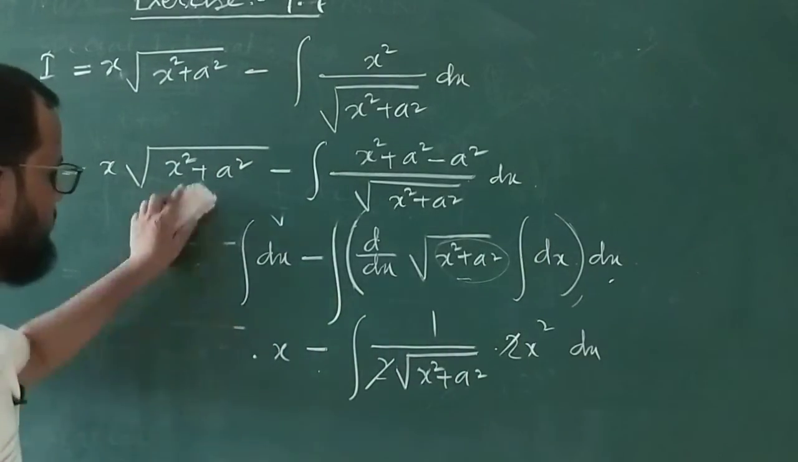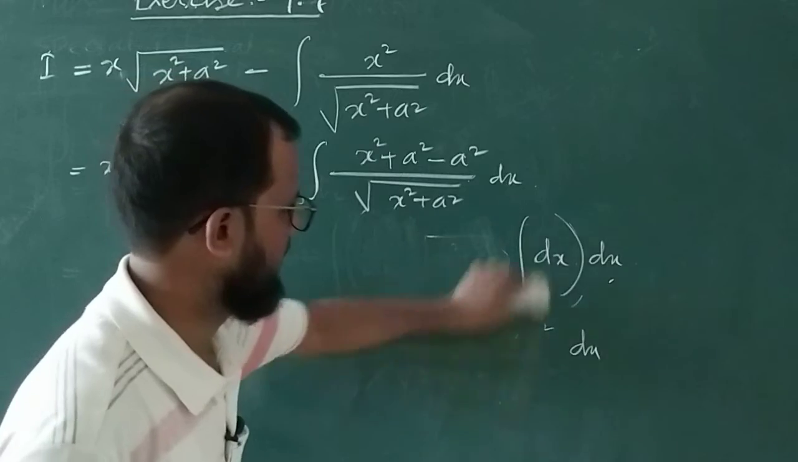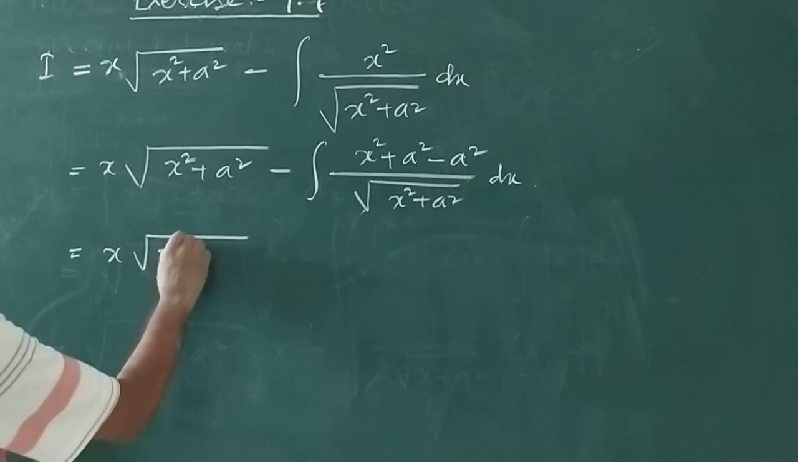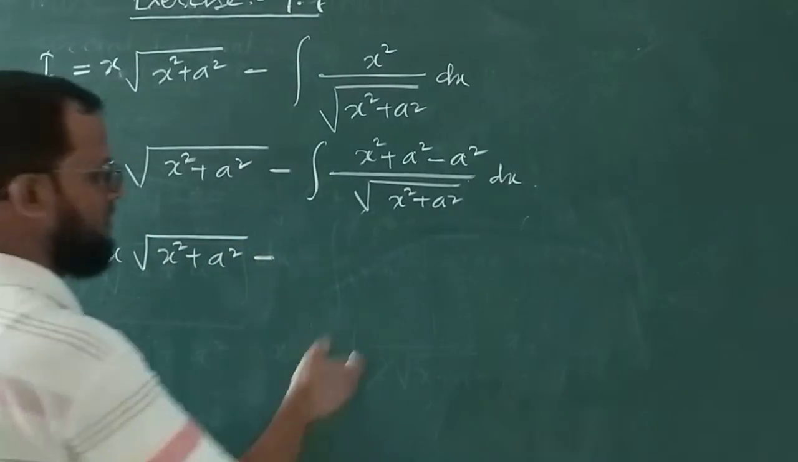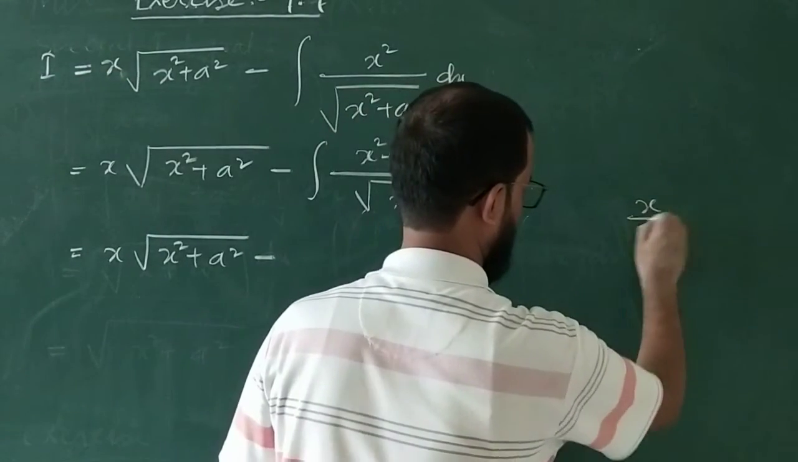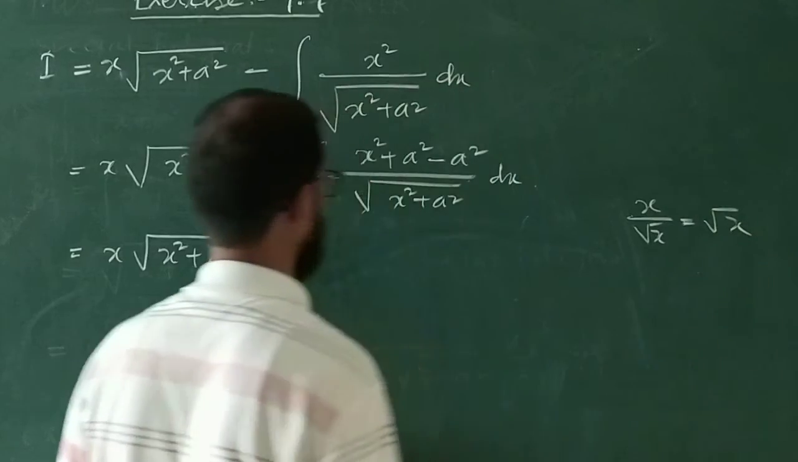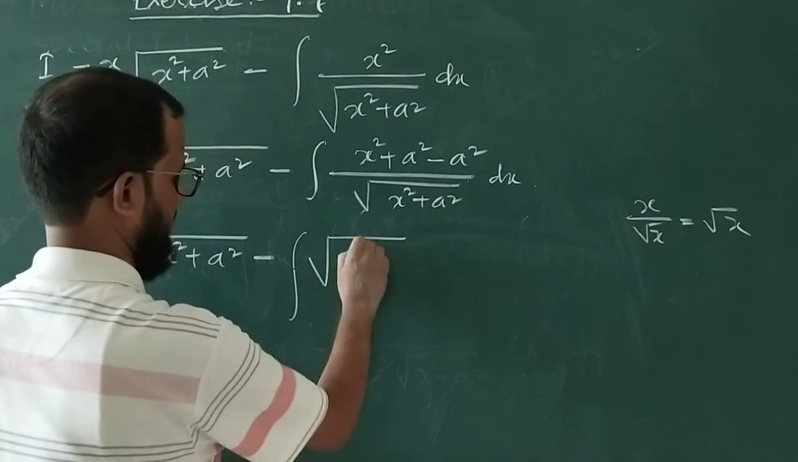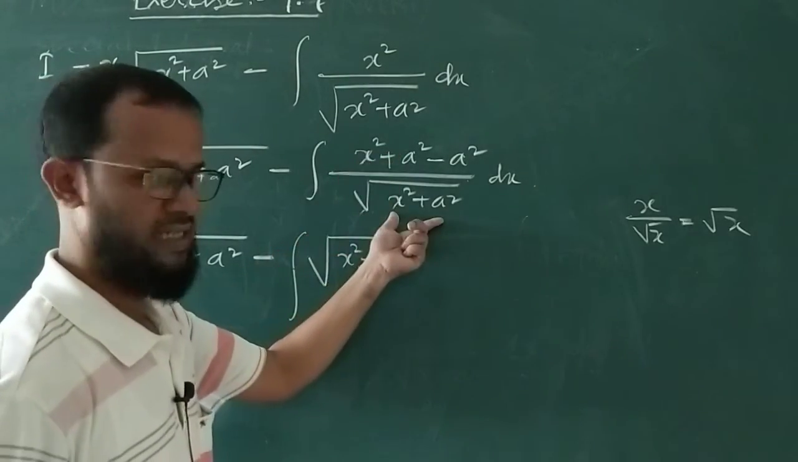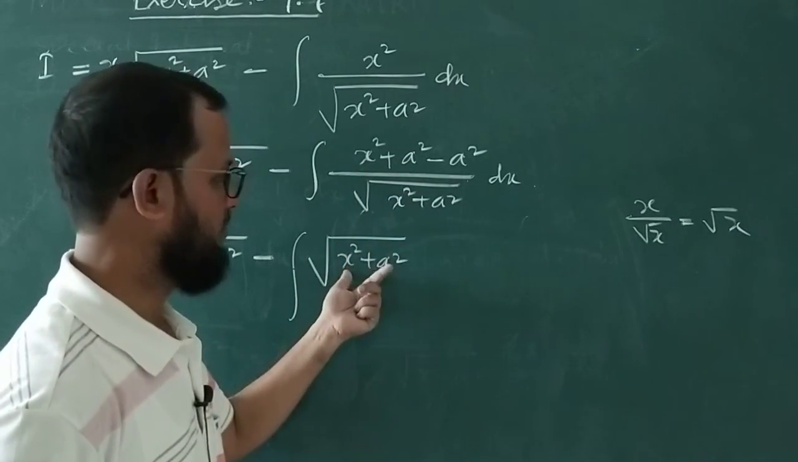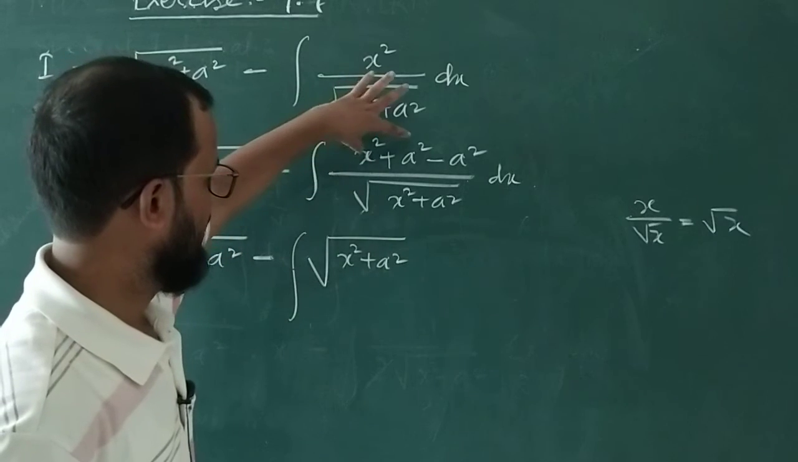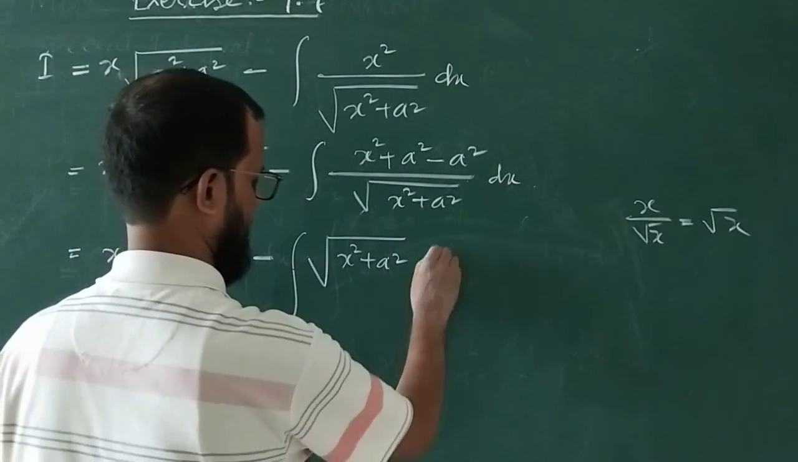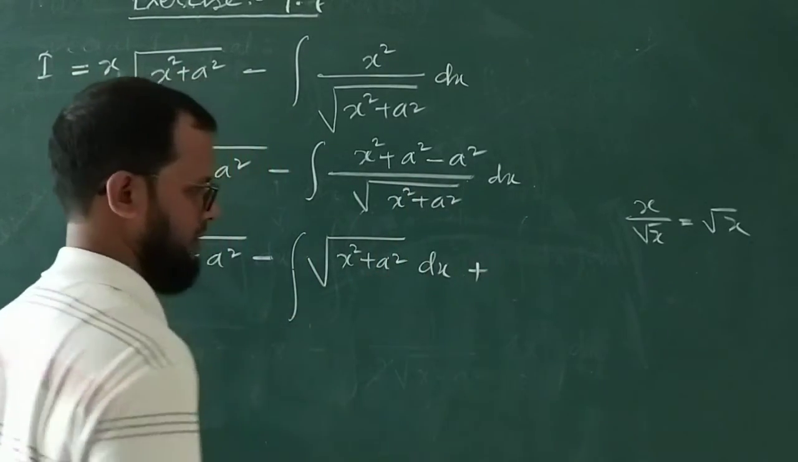My objective is that I am going to get I again. I should repeat again. So I is equal to x into root over x square plus a square minus, if you separate this, आप लोगों को पता है x by root x is equal to root x. So x square plus a square by root over x square plus a square will be root over x square plus a square into dx, one integral. Okay, minus, what? Plus another integral is what?